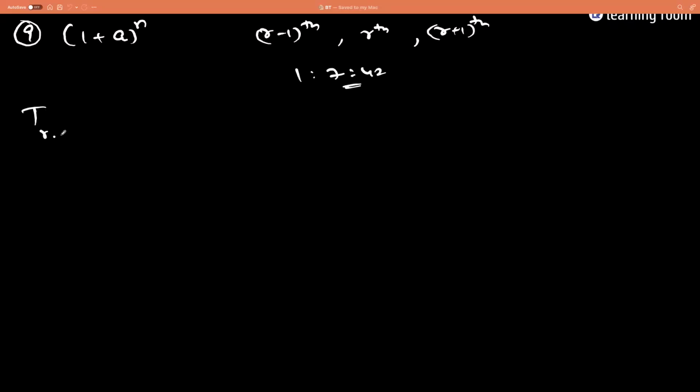Ninth one. The coefficients of 3 consecutive terms in the expansion of (1 plus a) to the power n. If I take the consecutive terms as the (r minus 1)th, rth and (r plus 1)th terms, they are in the ratio 1 is to 7 is to 42. So T(r minus 1) is how much? nC(r minus 2) into a power r minus 2. Am I right?